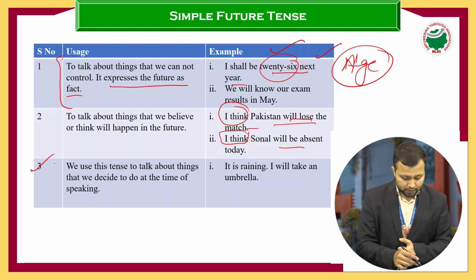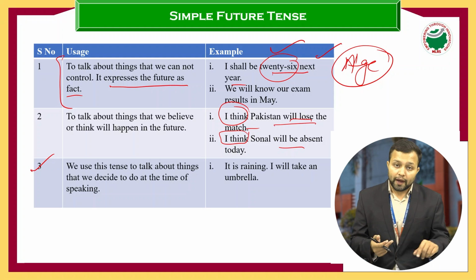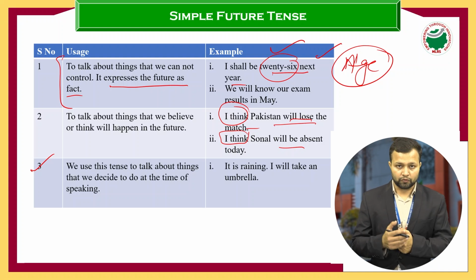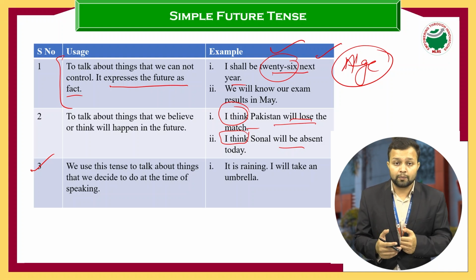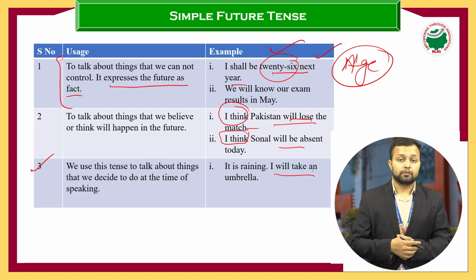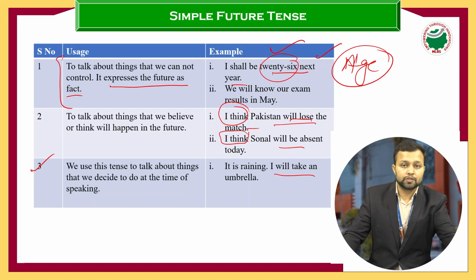Next, use number 3: we use this tense to talk about things that we decide to do at the time of speaking. For example, it is raining. When I'm saying that it is raining, I'm telling you it is raining, I decided I'll take an umbrella. Whenever I'll go out, I'll take an umbrella. So this was your simple future tense.